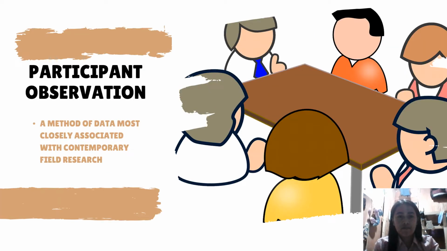So what is participant observation, or what comes to your mind when you hear participant observation? Participant observation is a method of data collection most closely associated with contemporary field research. It is a qualitative research method in which the researcher not only observes the research participant but also actively engages in activities of that research participant. It also requires the researcher to become integrated into the participant's environment while also taking down notes.